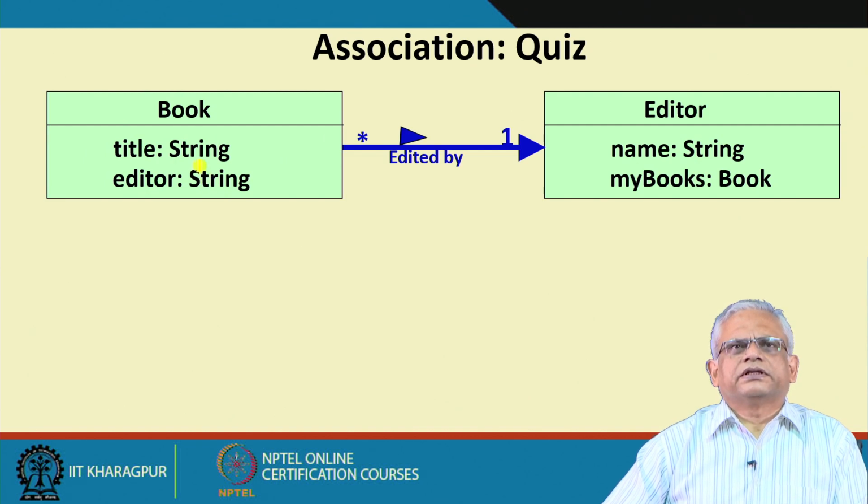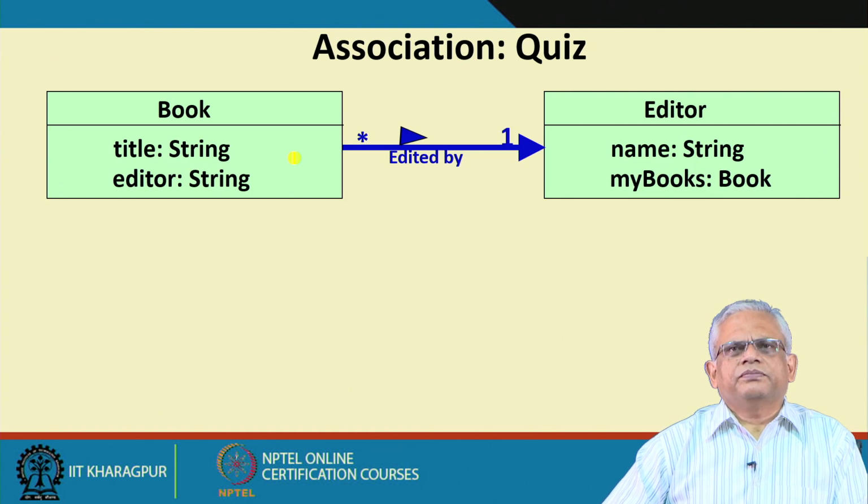Let us say we represented an association relationship between a book class having attributes title and editor, and we have the editor class having attributes name and mybooks, and we represent the association relation. We write the name of the association, edited by: a book is edited by a single editor, but the same editor can edit multiple books.